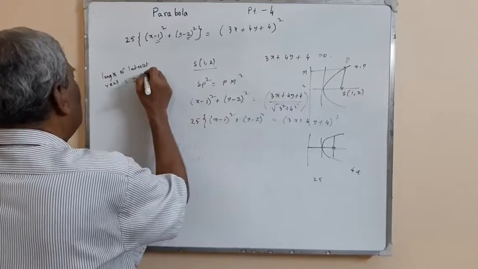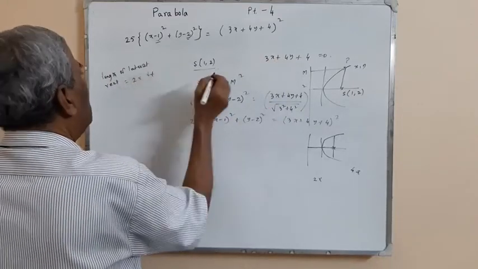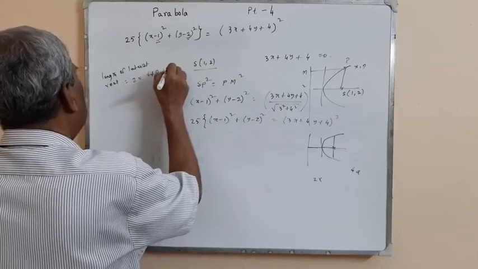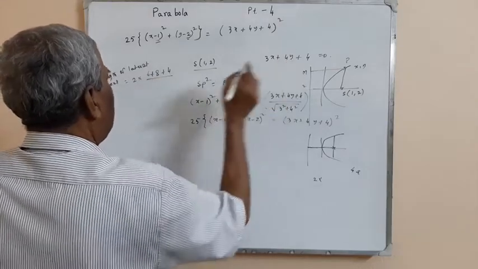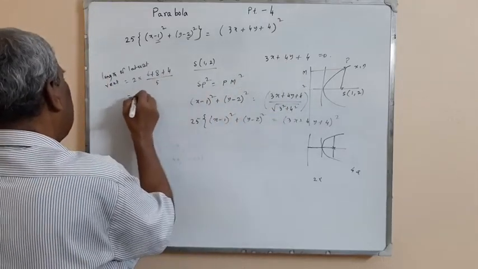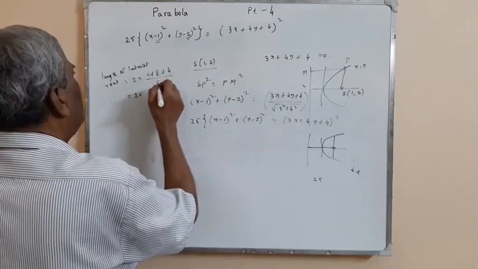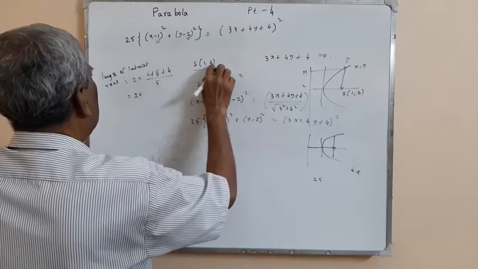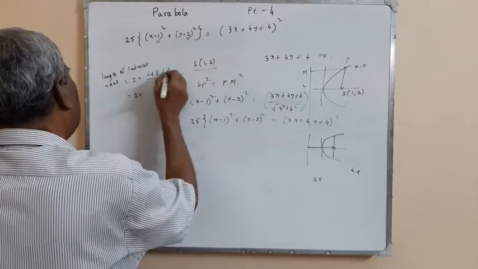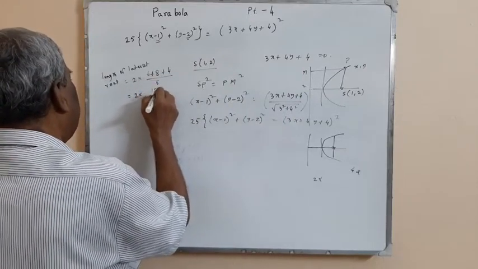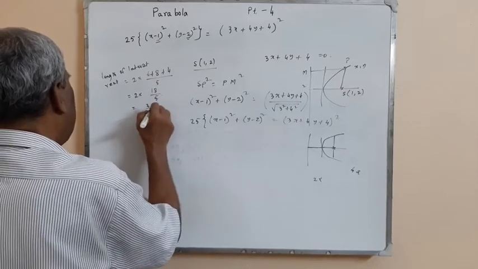That is 2 into (3 into 2, 6, plus 4 into 2, 8, plus 4) divided by root over 3 square plus 4 square, that is 5. So it is equal to 2 into 18 divided by 5. So it is equal to 36 by 5.